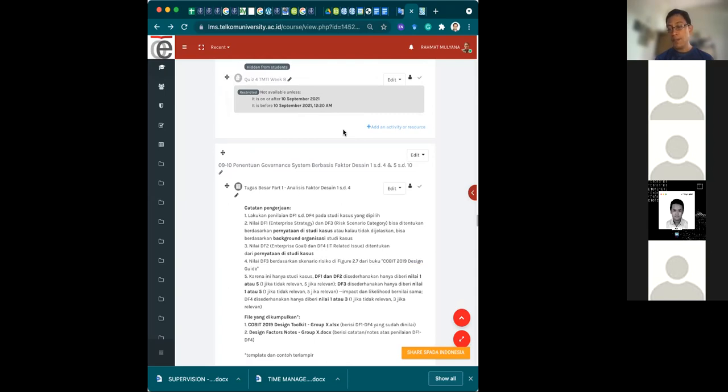As we have learned previously, we have 11 design factors, but the main design factors are 1 until 4, and the rest, 5 until 10, are within the tools. There is one more in the theory, about the size of the organization, but it does not really exist in the tools that we will use for this design factors analysis.